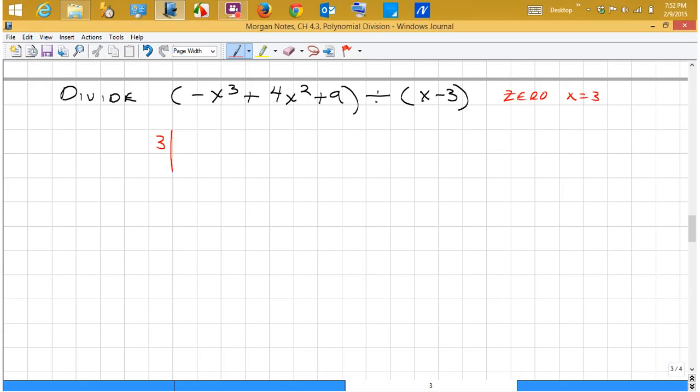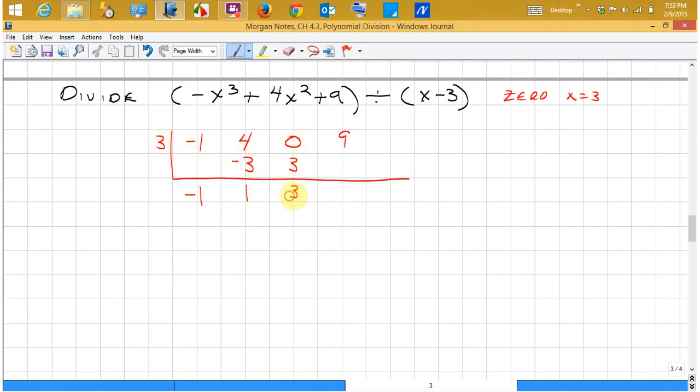Let's pull the coefficients off of what I'm dividing into. I have a negative 1 on the cubic term. I have 4 on the squared term. I don't have an x term, so I better put a 0. Then I have a constant term of 9. So let's go ahead and do the synthetic division. Bring down the negative 1. Negative 1 times 3 is negative 3. Add. That's 1. 1 times 3 is 3. Bring it over to the next column and add.